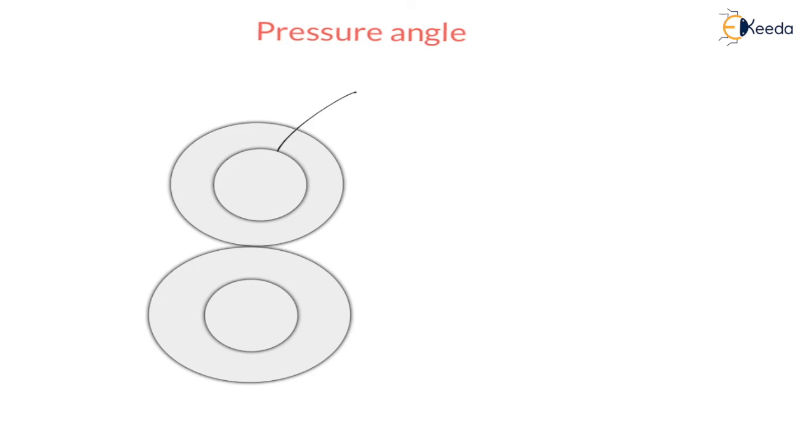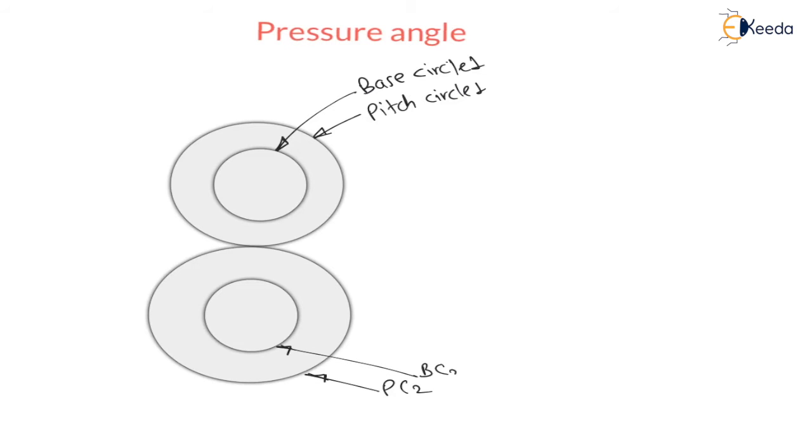Here this circle is base circle 1 we can say, and this is pitch circle 1, right? Here we can say this is a pitch circle 2, it is a base circle 2, right? Now here it is a center, here it is a center. Now let us say it is O1, center O1 and center O2.